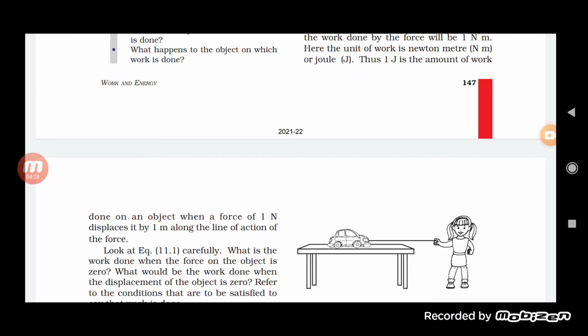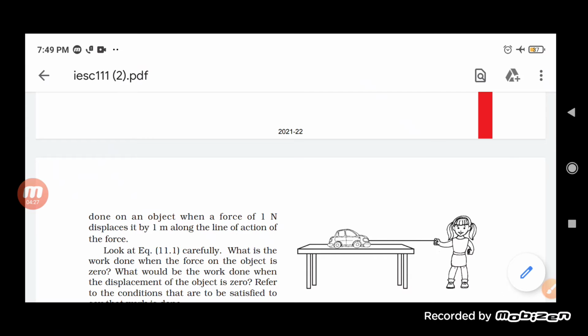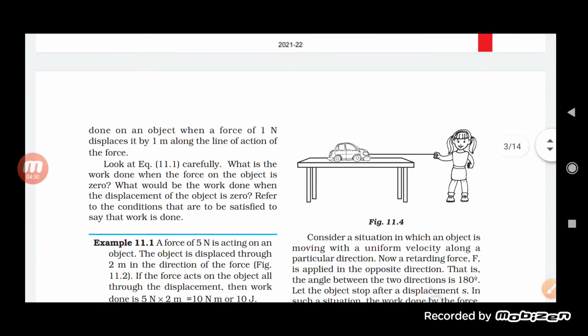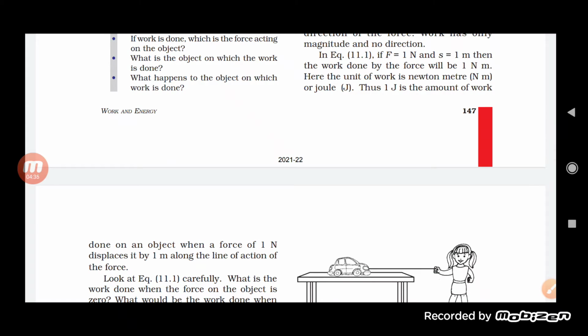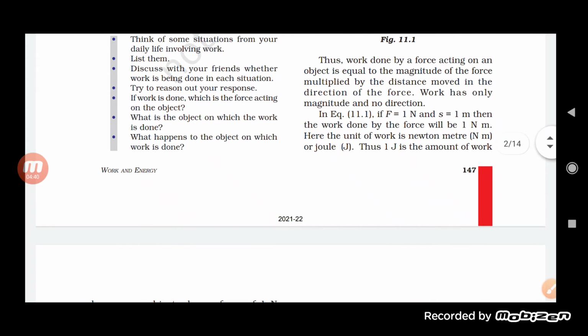So as you can see here, if we consider an object, students, suppose a girl is pulling this car with the help of a thread. Here she is applying a force on the toy, and because of that the toy displaces, or changes its place, or moves from one place to another place. That is called work.